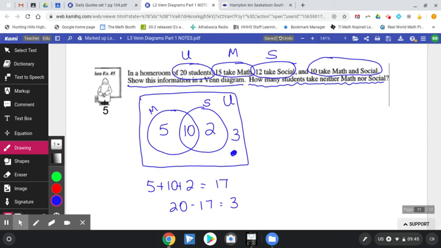And my final answer, don't just leave your Venn diagram and think you've answered the question. You still need to put your answer down and say 3 students took neither class.